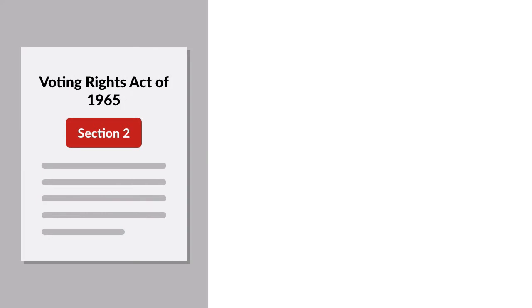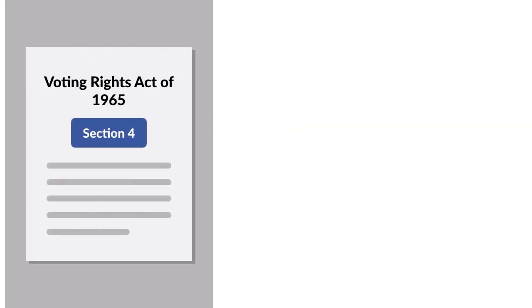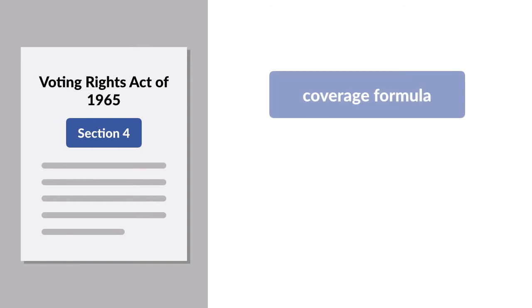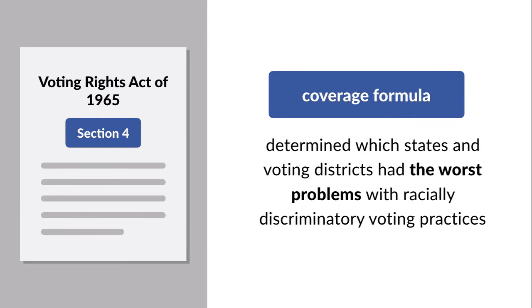Section 2 of the Act applies nationwide and broadly bans any law, standard, or practice that limits the ability to vote on account of race or color. For states and voting districts where discrimination was particularly severe, Congress enacted Sections 4 and 5. Section 4, known as the coverage formula, determined which states and voting districts had the worst problems with racially discriminatory voting practices and subjected them to Section 5.